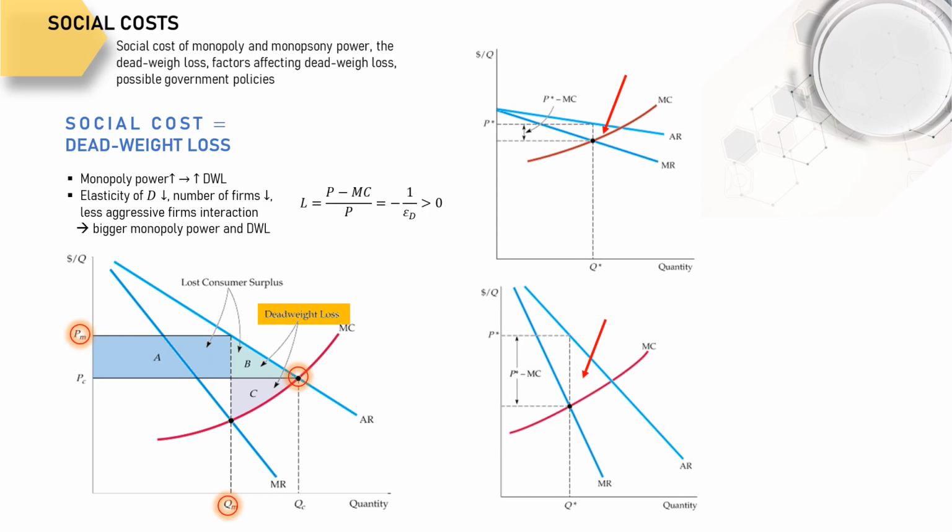From this Lerner degree equation, we can easily observe how the monopoly power is getting bigger. The equation applies actually not only for the monopoly case, but also for any competition in which the sellers have market or monopoly power.